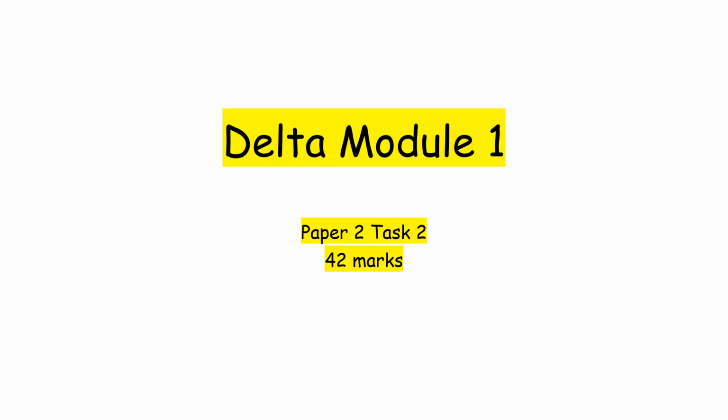If you're studying for Delta Module 1, you know that Paper 2 Task 2 is a big one. This is where you can demonstrate your ability to analyze the teaching materials like a professional. So it's worth a lot of marks too. 42, nearly half of the whole task, right? So stick with me for the next 10 to 15 minutes and I'll give you the perfect formula.